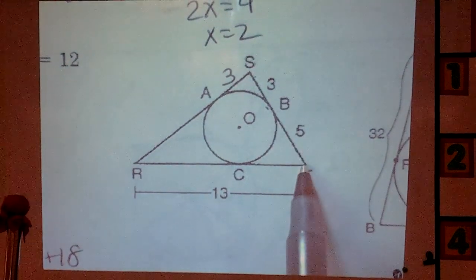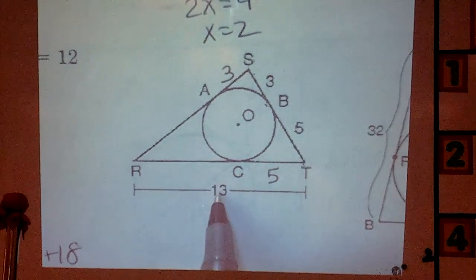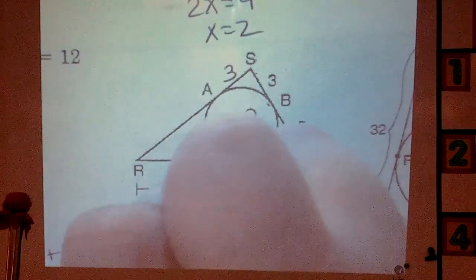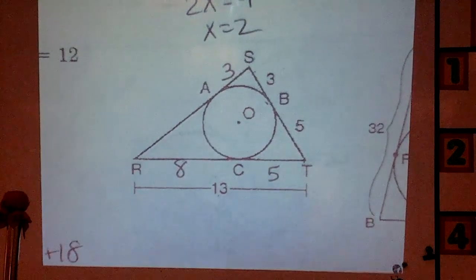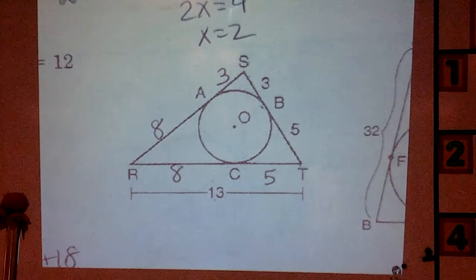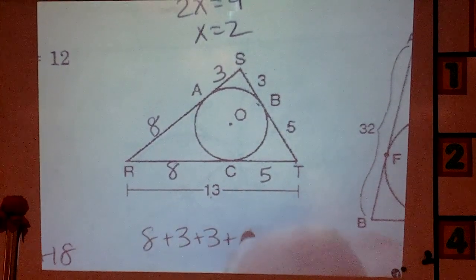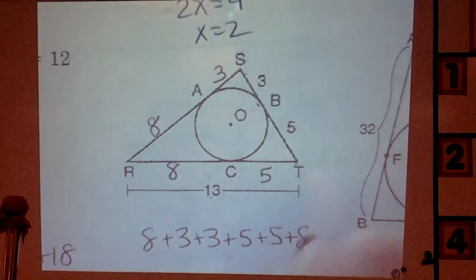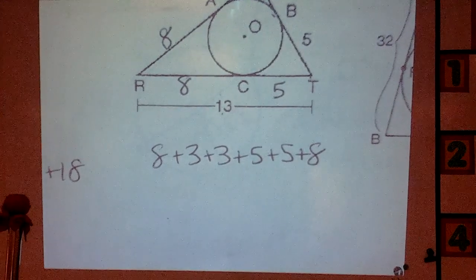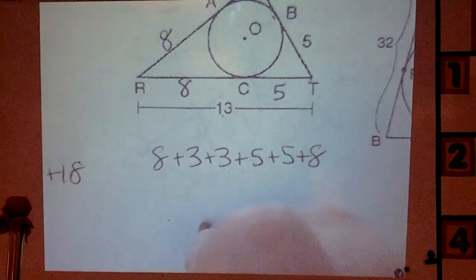If BT is 5, then CT is 5. If the whole part is 13 and a piece is 5, that means the other part is 8. And that means that RA is also 8. And if I go around and add these up, 8 plus 3 plus 3 plus 5 plus 5 plus 8. Once again, there are other ways to write that. The important thing is getting to an answer of 32.